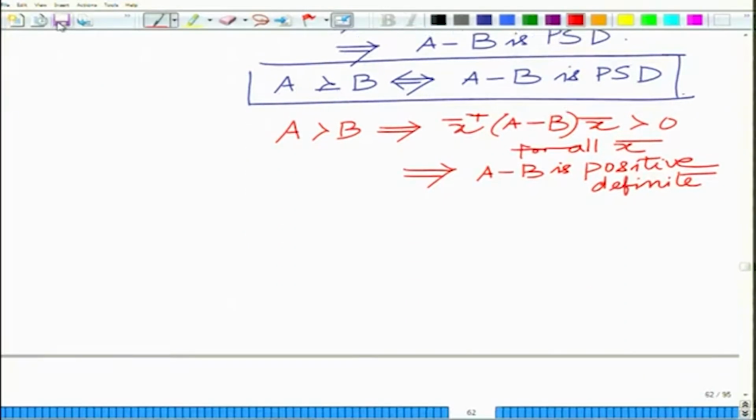All right. So, A is strictly greater than B if A minus B is positive definite, A is greater than or equal to B if A minus B is positive semi definite. This is the notion of this generalized inequality on the set of positive semi definite matrices.